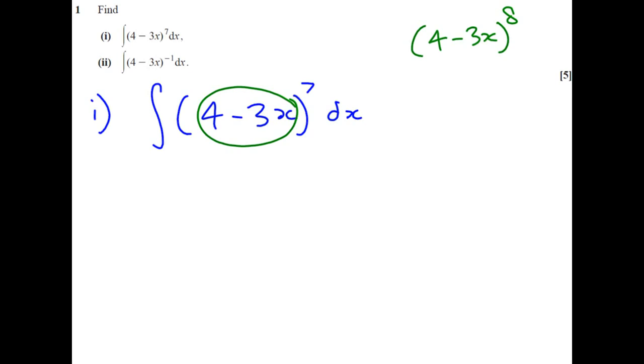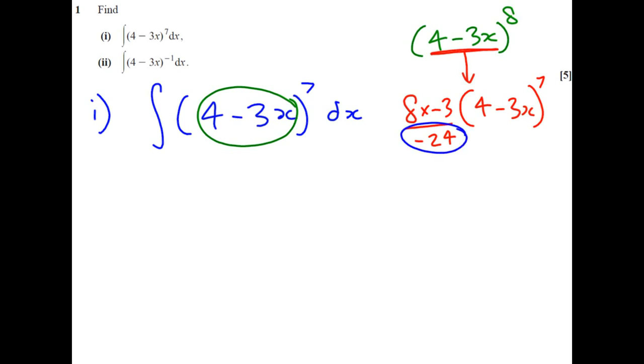Okay, so if we do guess that, using the chain rule we get 8 times the power, (4 minus 3x) to the power of 7, decreasing the power, and then we have to multiply by the differential of the bracket because of the chain rule. So we've got minus 24 at the front. Sorry if that looks messy, it's just what it is.